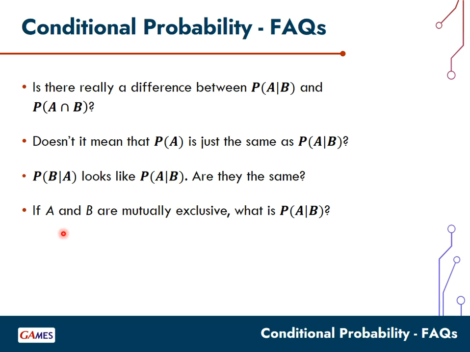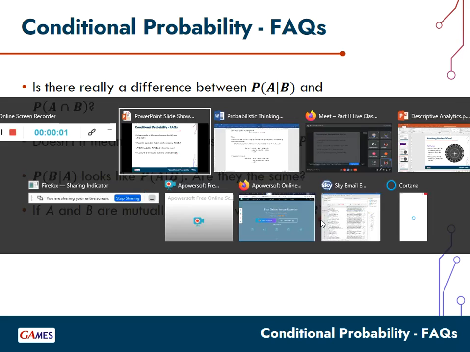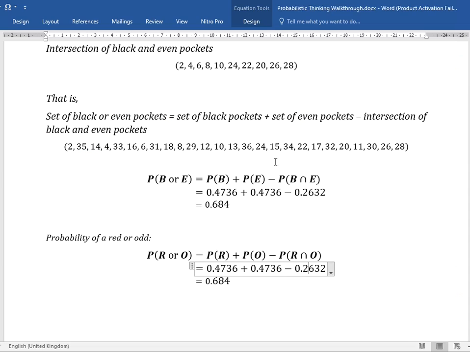Now this one says if A and B are mutually exclusive, what is the probability of A given B? Probably should check this. Based on the formula that we have, let us check. Let's try to work our way around.